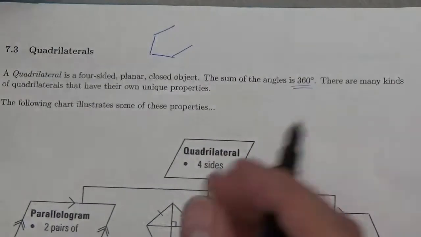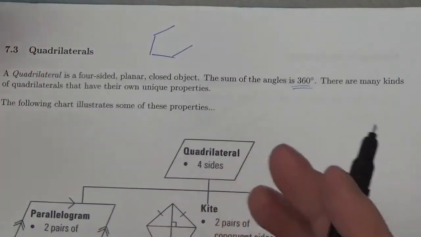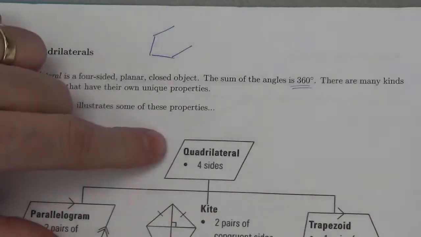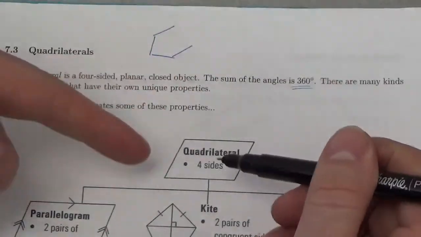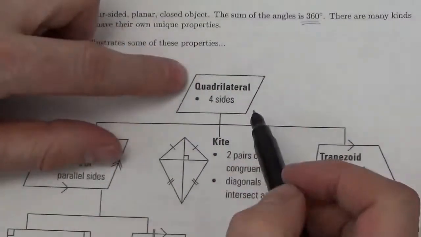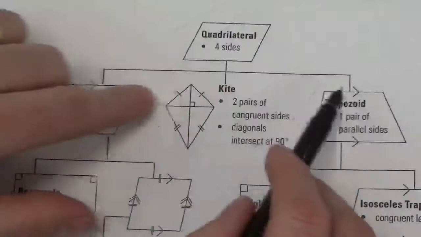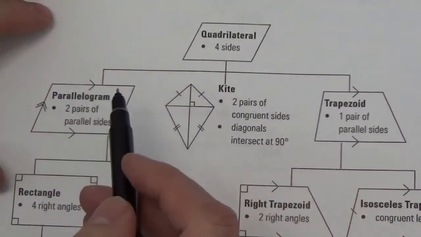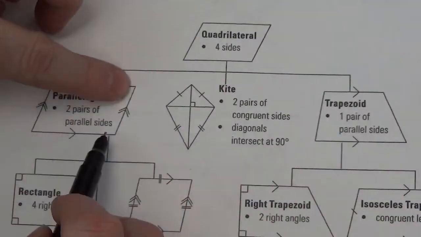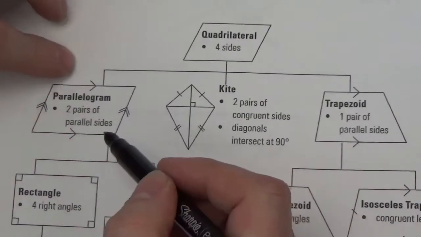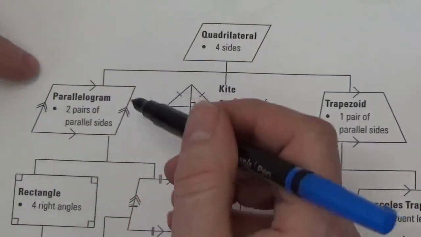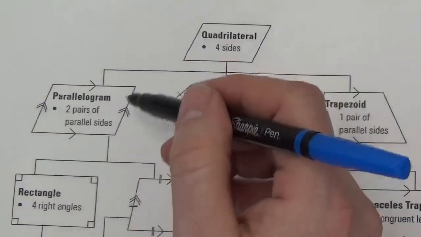And there are lots of different ways that we can classify quadrilaterals, and that's what we're looking at here. So, to start off with, once you've identified that you've got four sides, then there are three different directions you can go. If you come over here, if the opposite sides are parallel to each other, then we call it a parallelogram. Now, there are some neat properties about this.